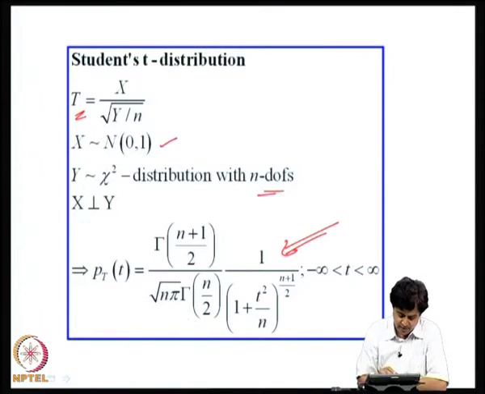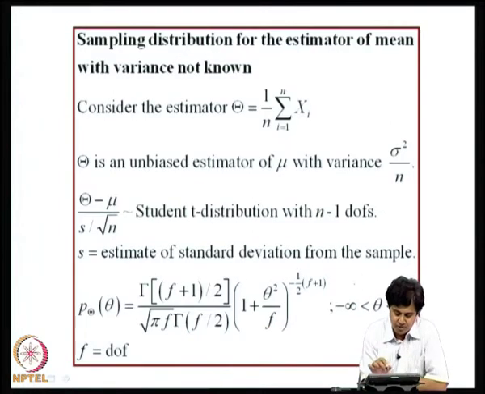So, here you can see this is the gamma function and n is on the right hand side. Here t is the state variable, and t takes values from minus infinity to plus infinity. Now, equipped with this description, we can talk about the sampling distribution for the estimator of a mean with variance not known. That means the variance needed to construct the sampling distribution for the mean will be estimated from the same sample, right.